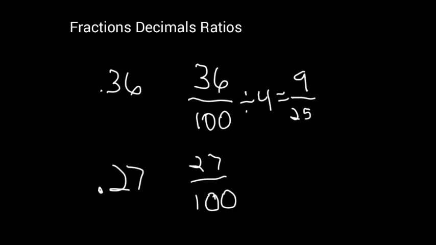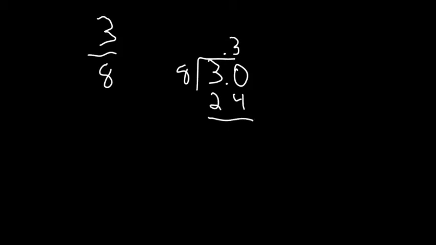So let's talk about turning a fraction into a decimal. Alright, so we have the fraction there, 3/8, and we want to turn that into a decimal. Well, if you don't know what 1/8 is, as one of your benchmark fractions, you can just divide 3 divided by 8. So you're going to have to add that decimal and a 0. 8 goes into 30 3 times. 3 times 8 is 24. Subtract. You get 6. Add another 0.